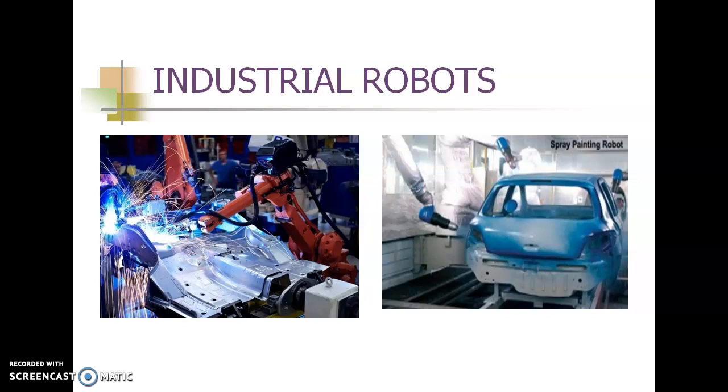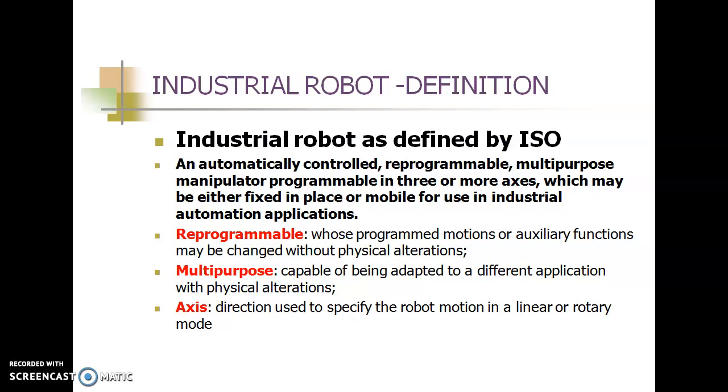The definition of an industrial robot is given by ISO, the International Standards Organization. We can see the definition first, then we will go for the explanation. An automatically controlled, reprogrammable, multi-purpose manipulator, programmable in three or more axes, which may be either fixed in place or mobile for use in industrial automation applications. So here the definition can be divided into a number of parts.